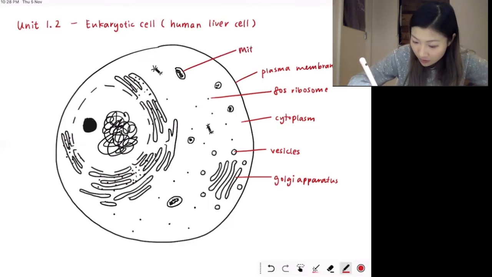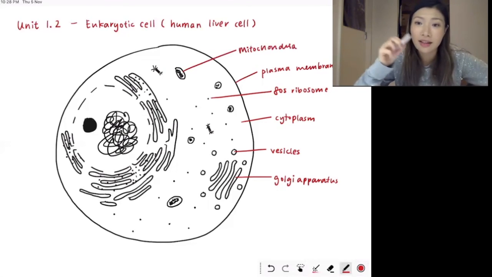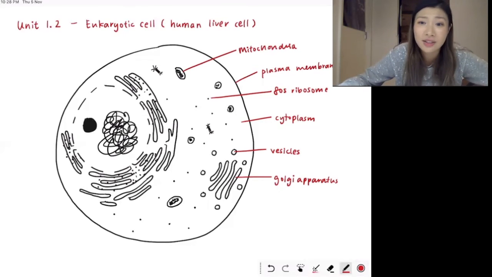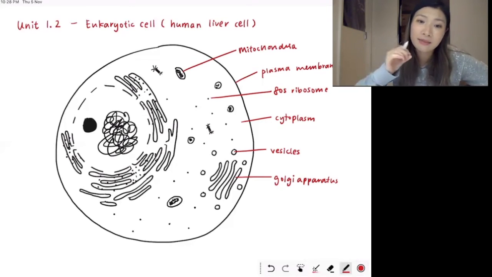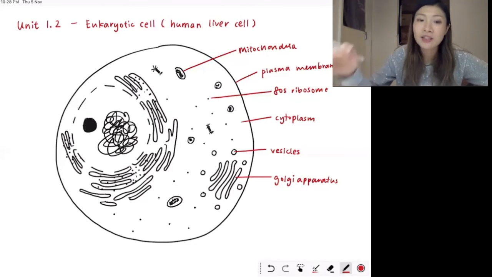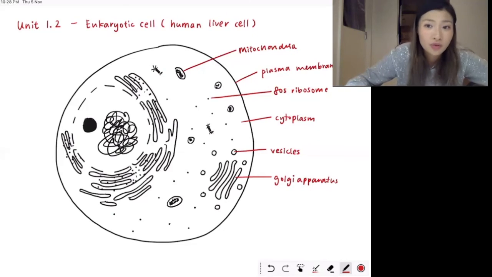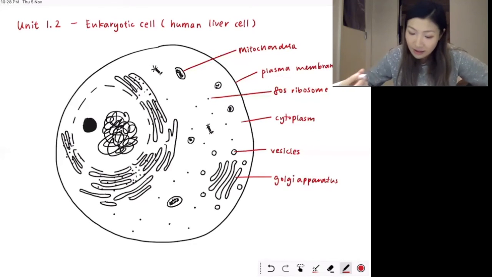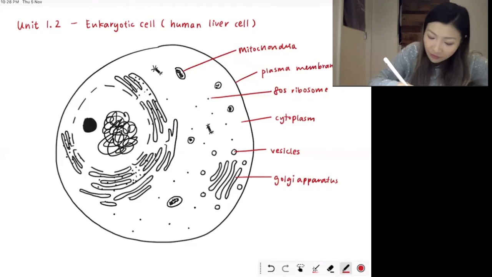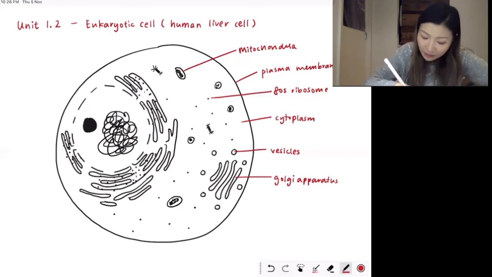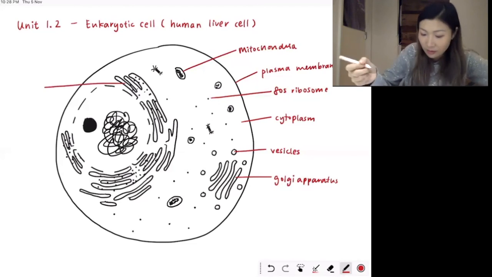One thing, I would strongly suggest you use label lines instead of arrows, because it's easier to see what you're labeling, and it can really point to what you actually want to label. And then we have the whole thing here. This whole thing, you can just label as the rough endoplasmic reticulum.